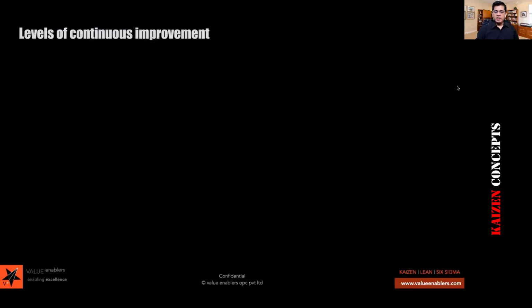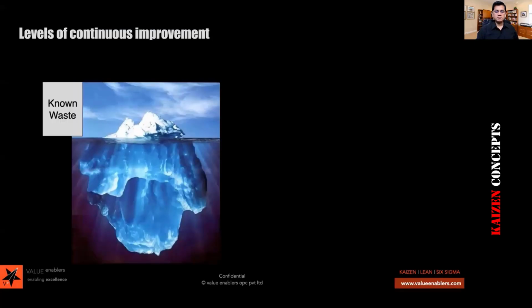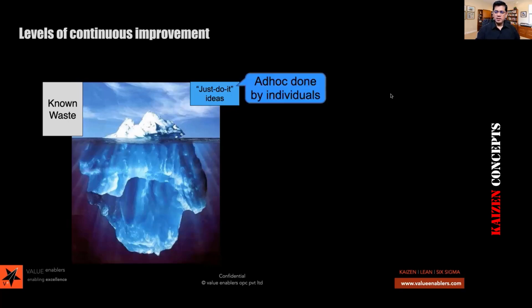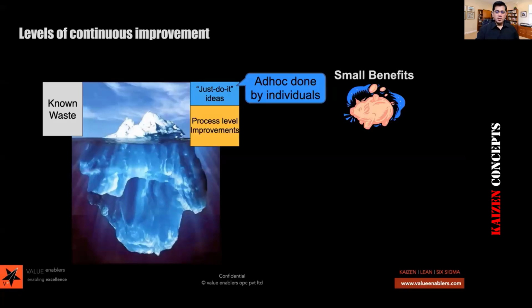Now let's see some levels of continuous improvement. Whatever we see is known waste. Just-do-it type of ideas. Many times we have said causes are known, solutions are known. Just do it. You can delegate this. Individuals can do it. It's not rocket science. You might get some small benefits out of it. So these are all called point Kaizens, and I'll explain point Kaizens. It's just a terminology, okay?